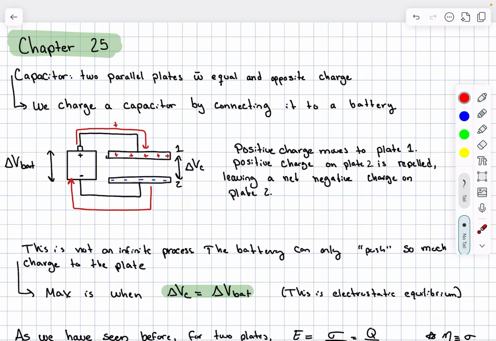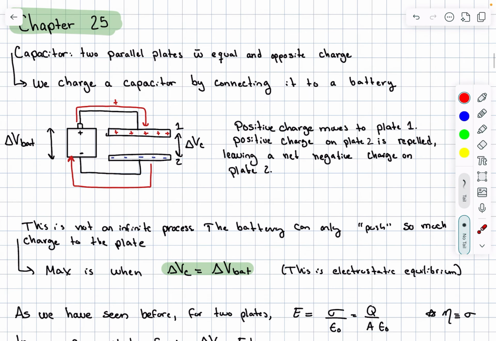Right, so it's not an infinite process. The battery can only push so much charge onto the plate. And like I said, the max is when delta VC, so the potential difference between the capacitor plates, is equal to delta V battery. This is also known as an electrostatic equilibrium.